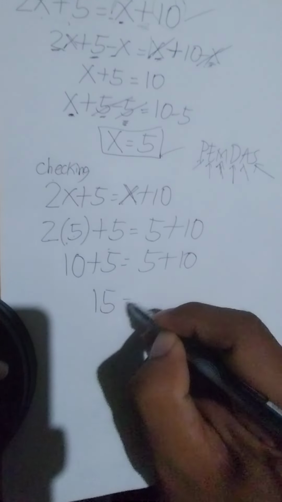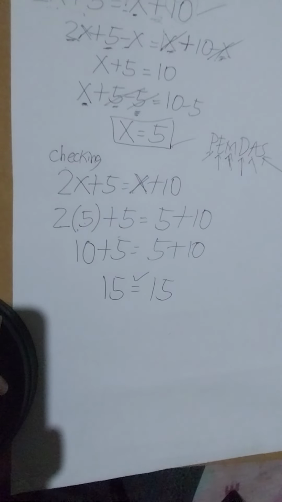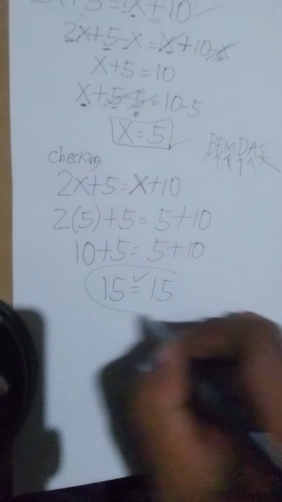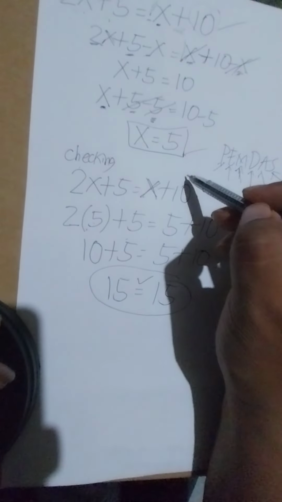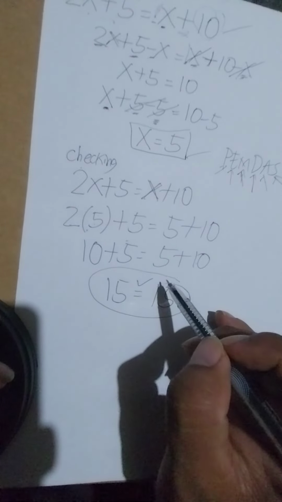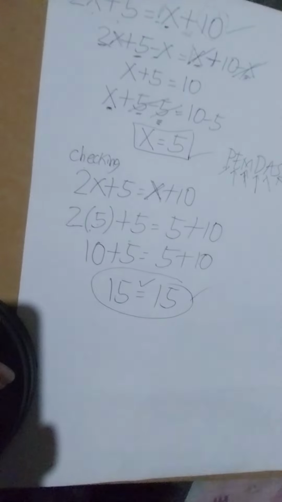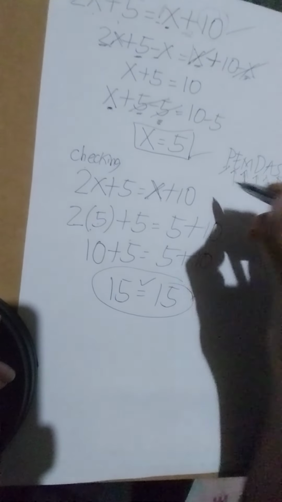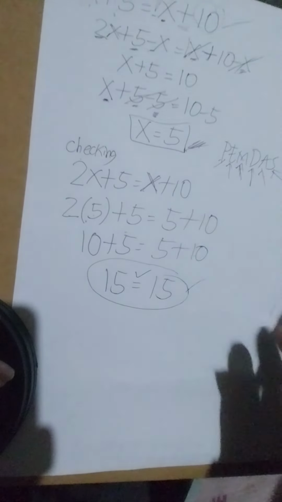And then sa kabila din 15. Ay, wow. So, ibig sabihin, equal to sila. Equal. Sinubstitute natin ang value of x equals to 5 para ma-check natin kung tama bang ang solution natin, kung equal bang lumalabas. Since equal ang lumabas dito, so ibig sabihin, 5 is the correct answer. 5 is the legitimate answer for this equation.